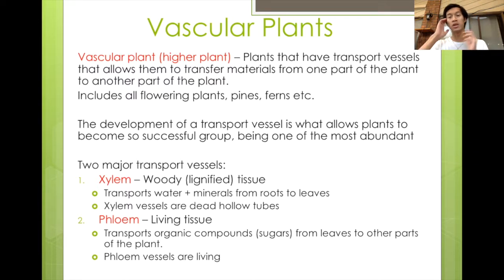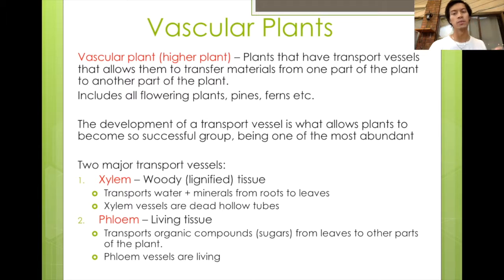the trees and shrubs that you see. A vascular plant is not just any ground dwelling plant, but a plant that has transport vessels that allow it to transfer materials from one part of the plant to another part. This includes all of your flowering plants, your pines and your ferns. Basically all of the big stuff that you see is considered vascular plants because they have this system that allows them to move materials from one part to another.